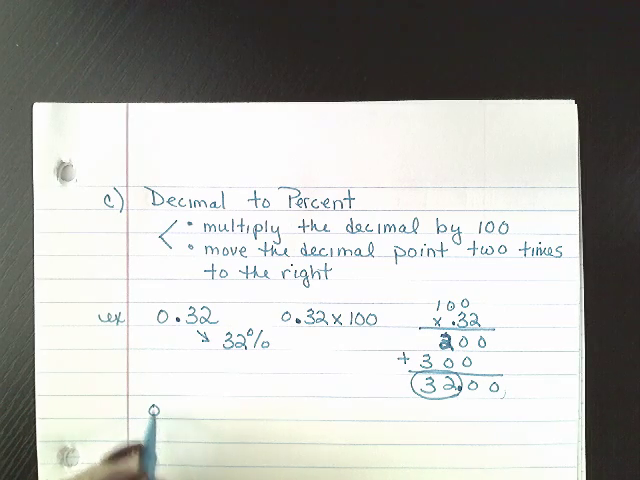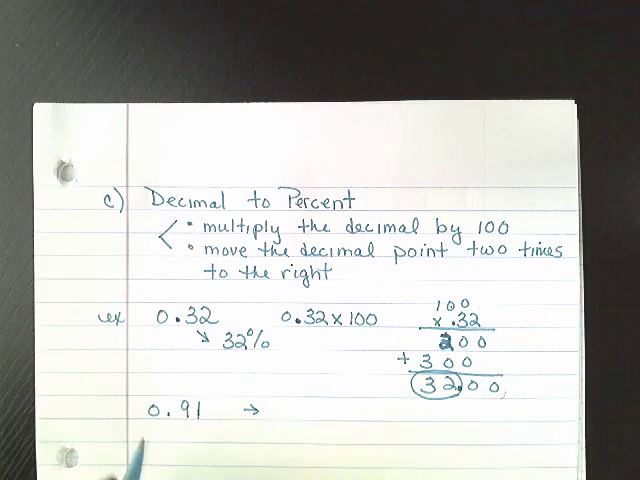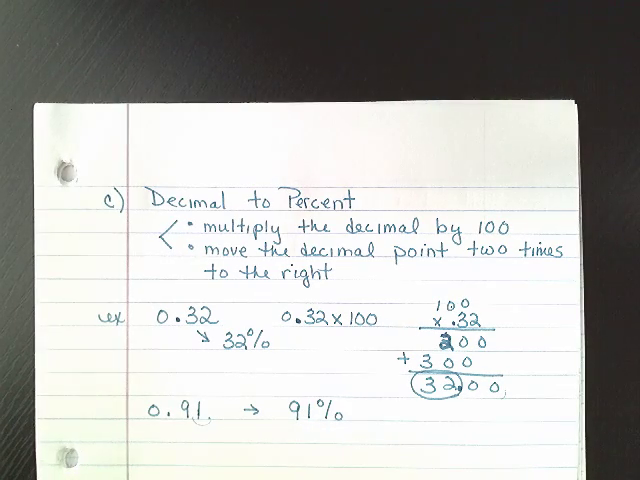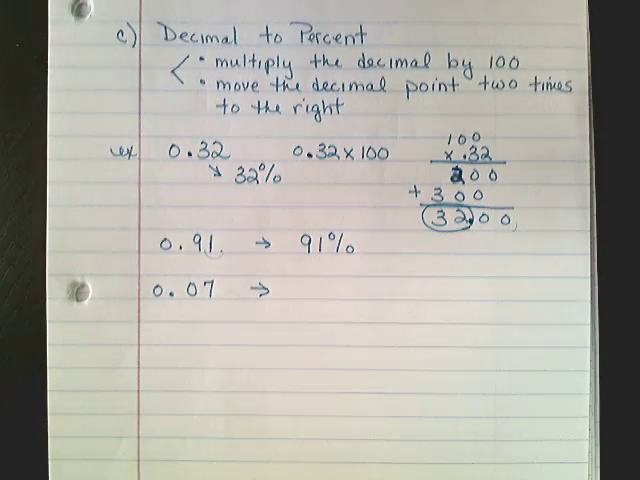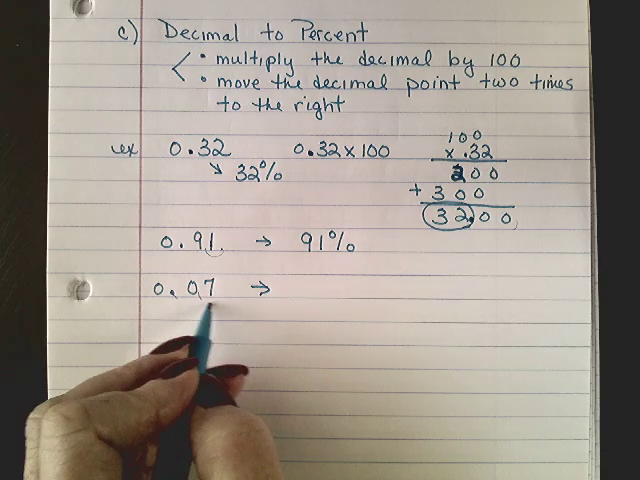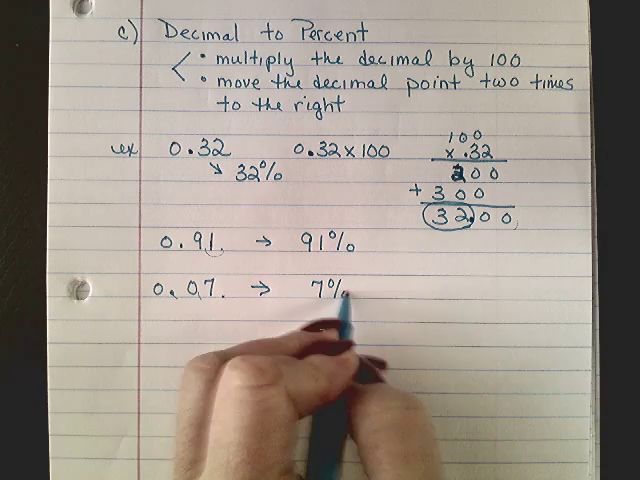If I have 91 hundredths, I'm going to just multiply by 100 or move that decimal point two times to the right, and I would have 91%. If I had 7 hundredths, 7 hundredths times 100 would mean move that decimal point twice to the right, and I would get 7%.